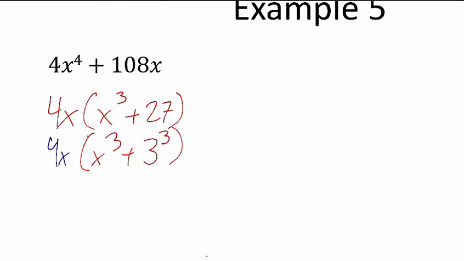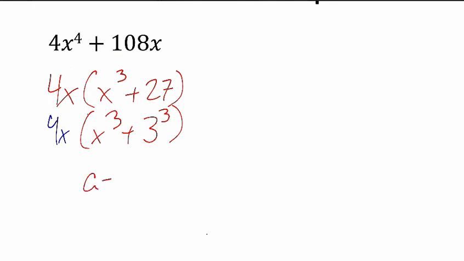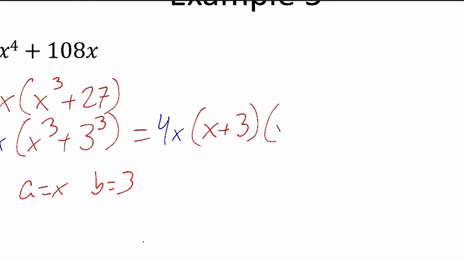So now you can see it's the sum of two cubes. So again, our a value in this case is x, and our b value is 3. So if we write this out, that 4x stays there. And then we're going to start breaking down x to the third plus 3 to the third. So it'll be a plus b, so x plus 3, times a squared, x squared, minus a times b, I'm just going to write that out as x times 3, we'll rewrite that in a second, plus our b squared, so plus 3 squared.